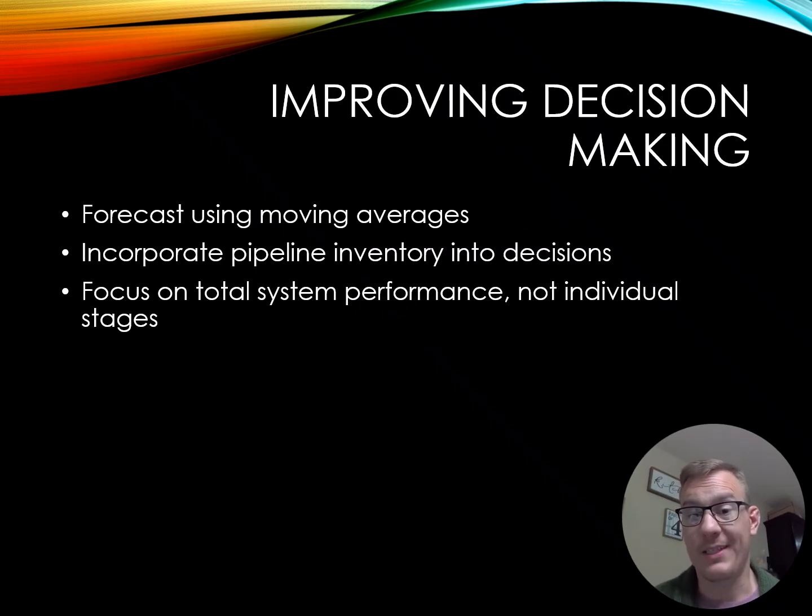And then improving decision making, right? Forecasting using moving averages will help make better decisions throughout the simulation and throughout the supply chain. Trying to incorporate pipeline inventory into decisions will help as well, and then focus on total system performance, not individual stages, which we were only shown individual stages for this, so it made it a little hard to do.